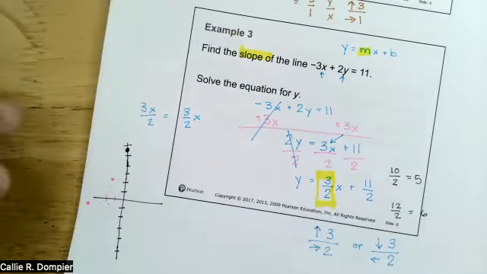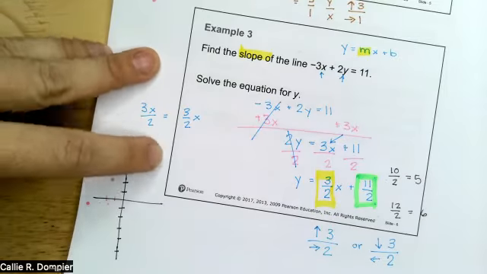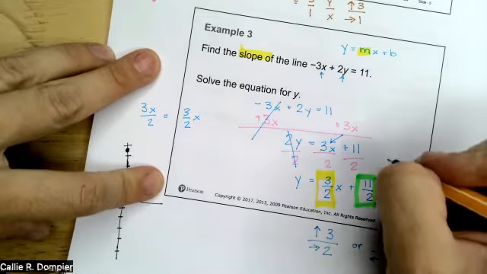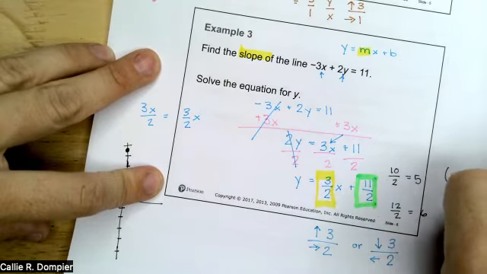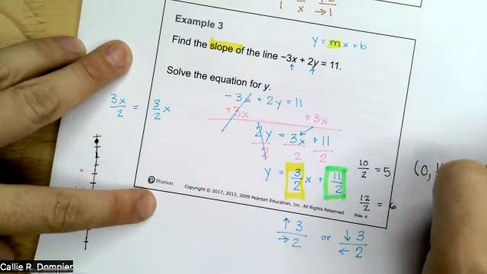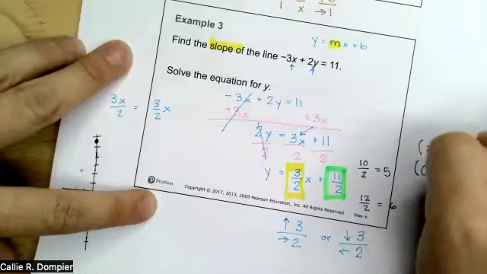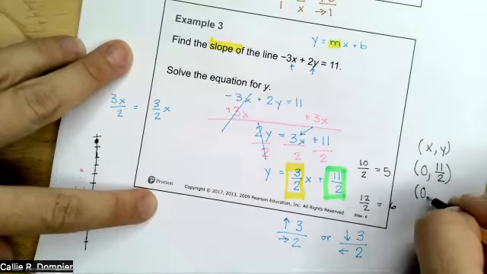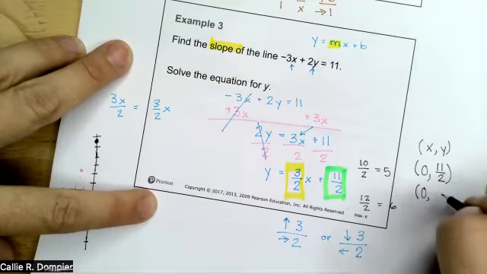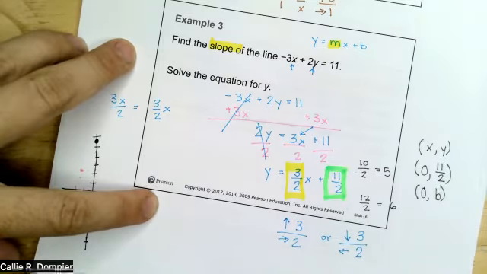And then this is always your point. So that always becomes 0 on X, B for your Y value. Because this is X, Y. So X is always going to be 0 because it's my y-intercept, where it crosses Y. So (0, B) for that equation.